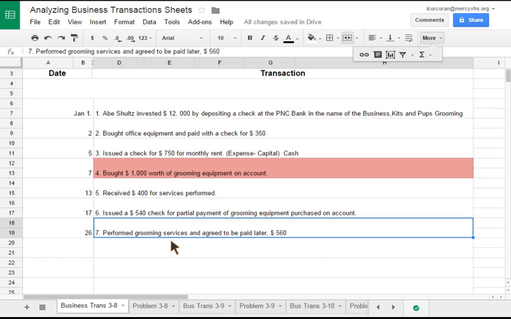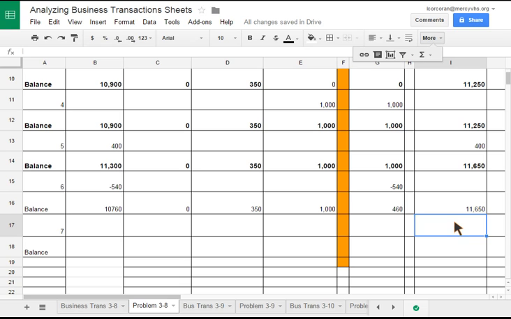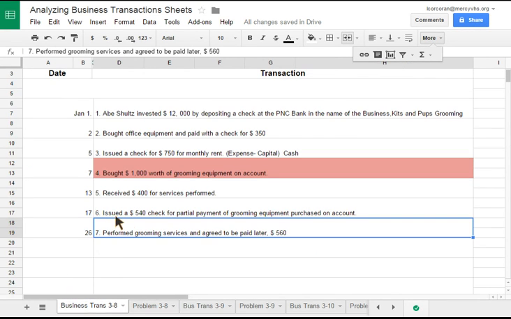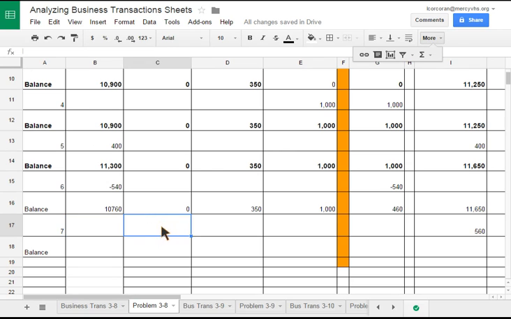Number 7, we performed grooming service and agreed to be paid later. So if I'm going to receive the money later, I'm going to be paid later. It's $560. I performed the grooming service. So I know that my revenue, we generated revenue, we performed a service, is going to be increased by $560. And not my cash and bank. I have to go back because I almost put that in cash and bank. I'm going to be paid the cash later, so I'm going to receive the money later. My accounts receivable, we now have an accounts receivable.